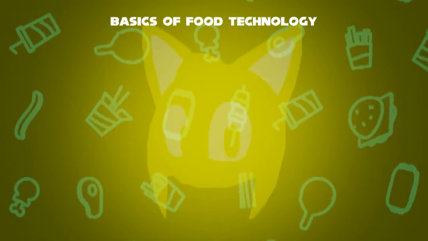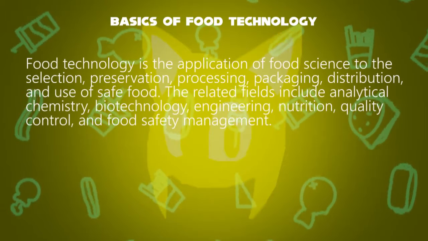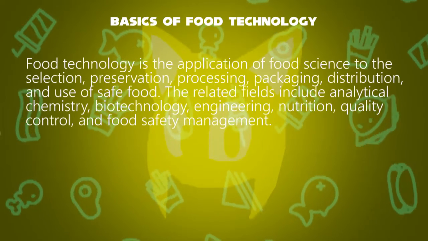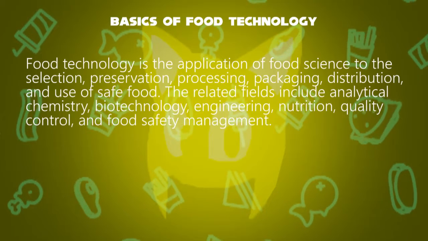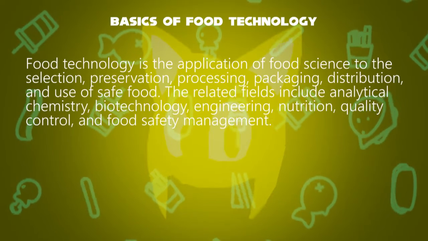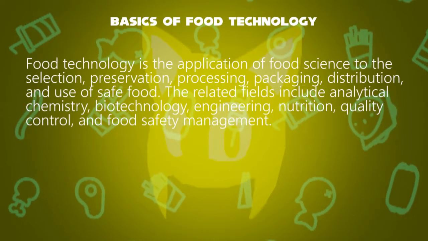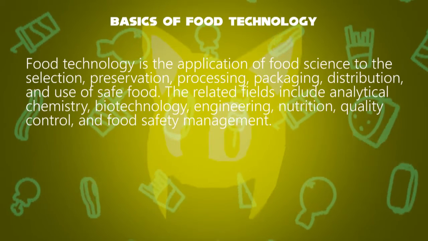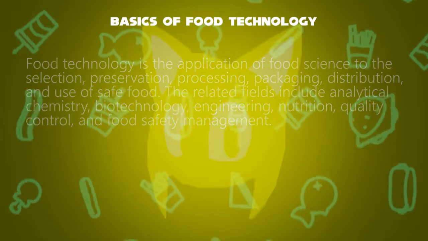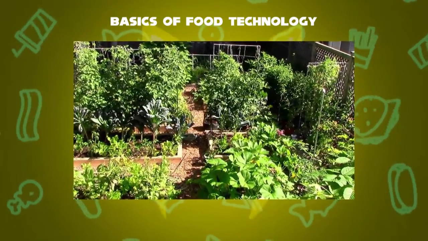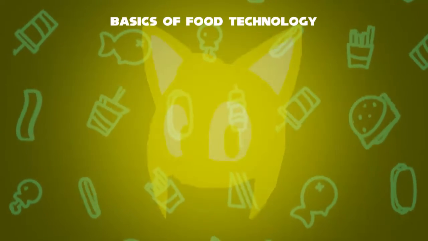Here, food technology is the application of food science to the selection, preservation, processing, packaging, distribution, and use of safe food. The related fields include analytical chemistry, biotechnology, engineering, nutrition, quality control, and food safety management. How do they come? It comes from nature, like plants making food.